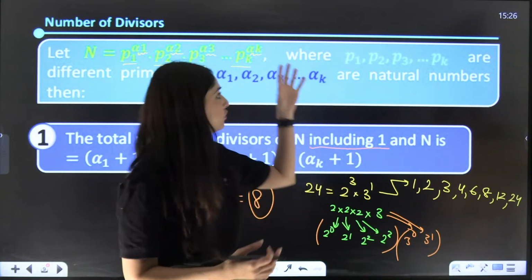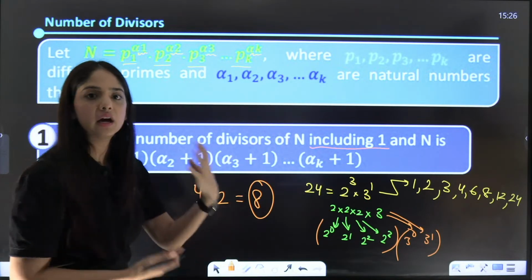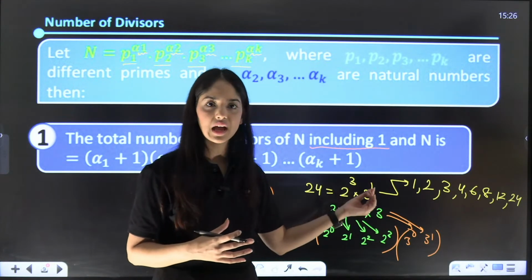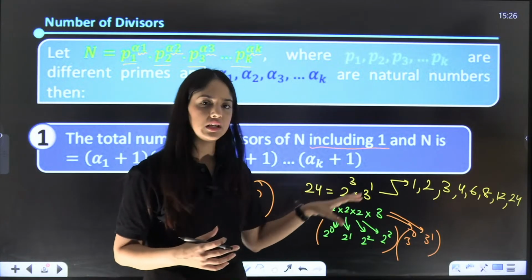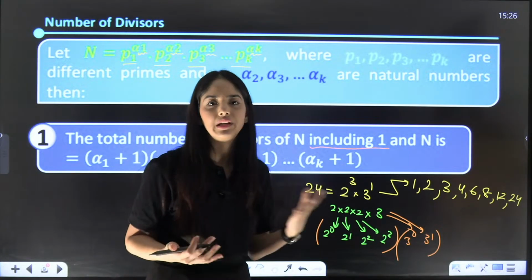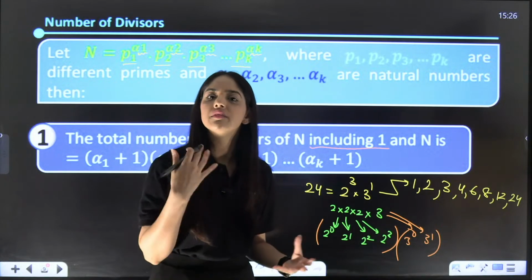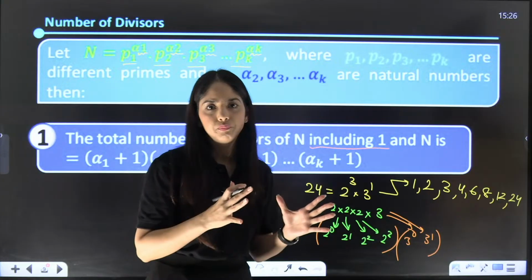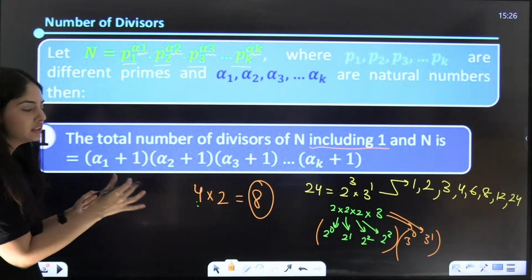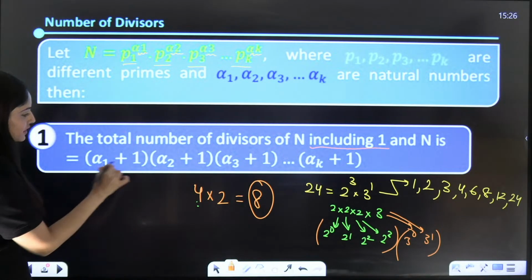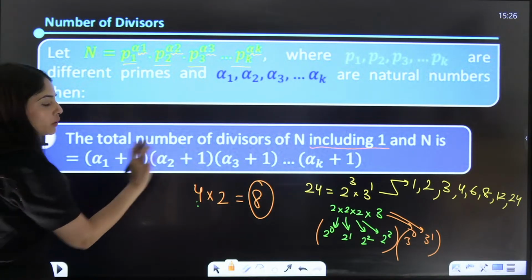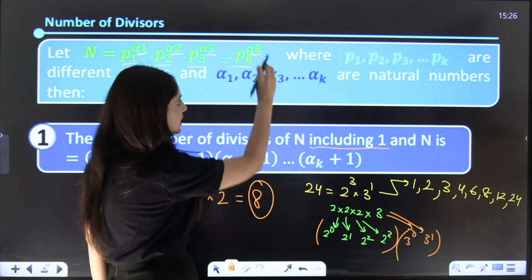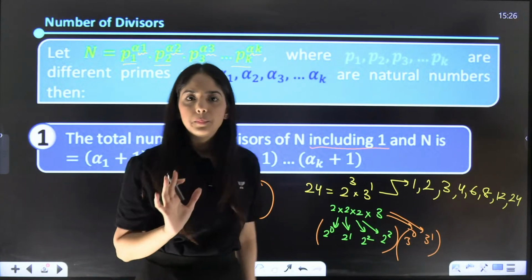I hope this is clear that as we select a bunch of 2's, a bunch of 3's, a bunch of these prime numbers, we are making a new divisor, right? Each of those divisors can be written as a product of some of these prime numbers. We are just seeing how many cases of choosing some prime numbers can be there. So, in general, what will be the formula? Alpha 1 plus 1 options for P1, alpha 2 plus 1 options for P2, alpha 3 plus 1 options for P3, and like that, alpha k plus 1 options for Pk.